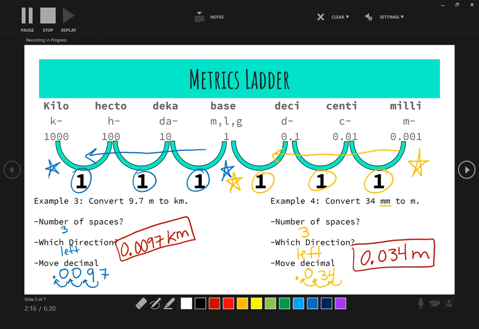Okay, so remember your nice easy steps. How many places did you move it? Just count. In which direction did you count? And then move your decimal.